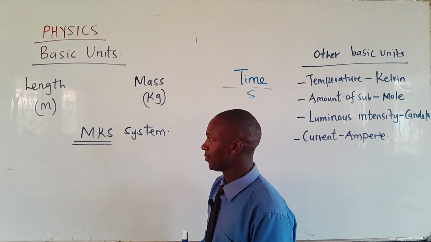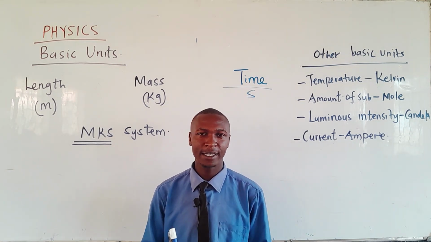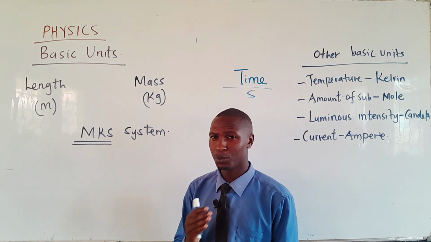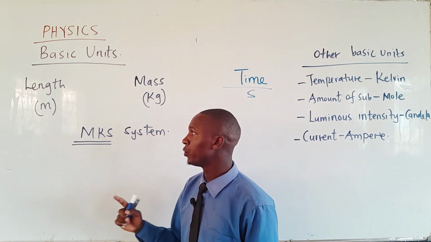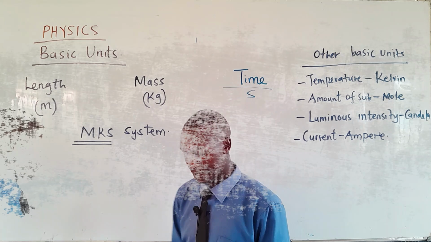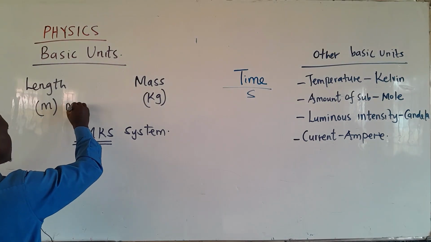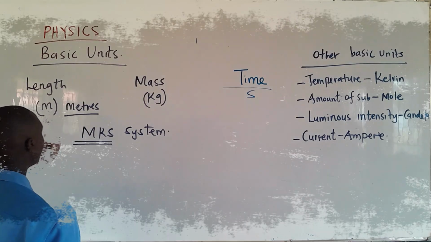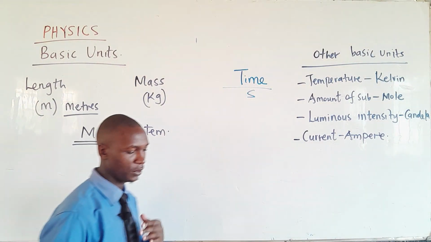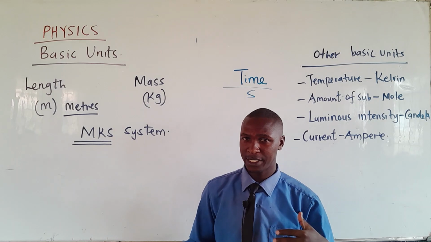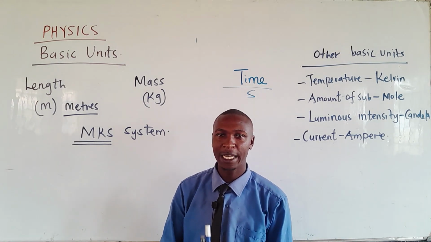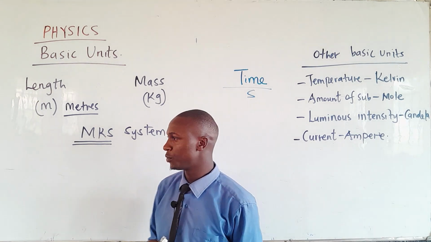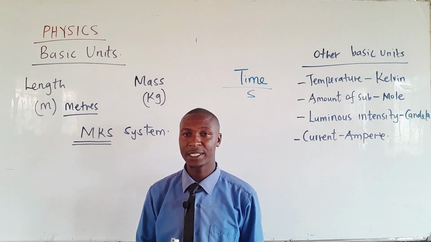Now, length. We can define length as the distance between 2 fixed points. Most importantly, the unit of length is meters. Remember, meters are not the only units. We are simply saying these are the internationally accepted units, or the SI units, that are used to represent length.